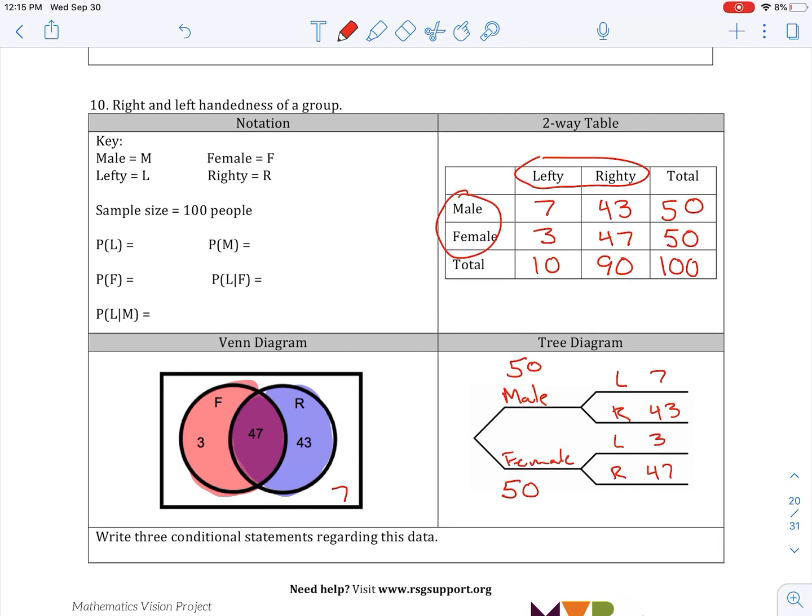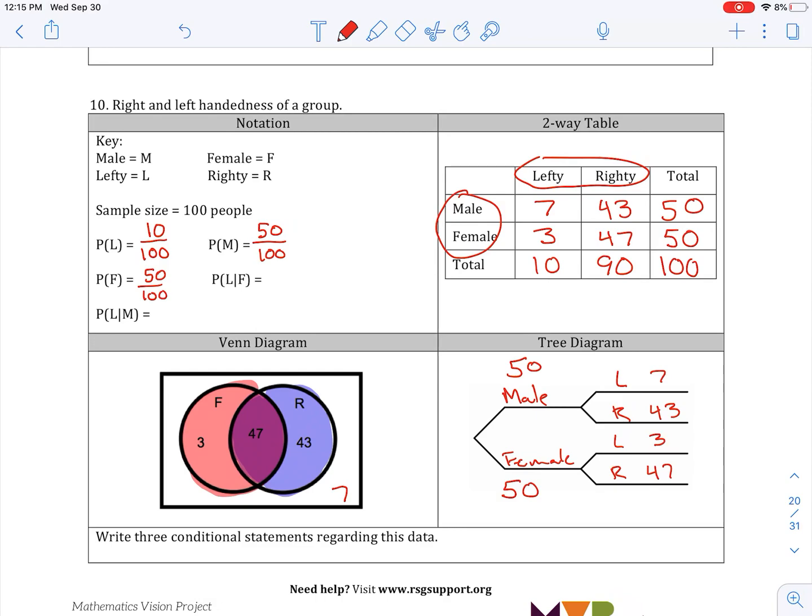Here we go. All right, probability of lefty. My total lefties now is what? It's 10 out of the total. Probability of male. That's 50 males out of 100. Don't reduce. Probability of females is 50 out of 100.